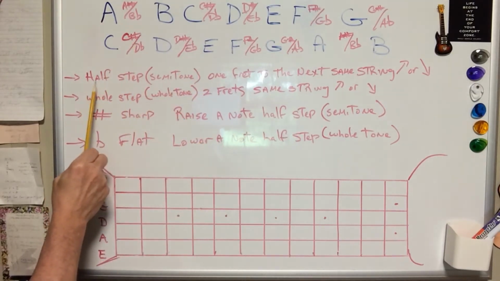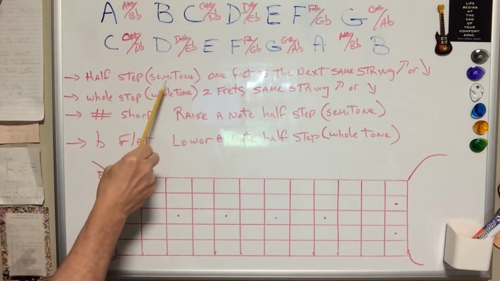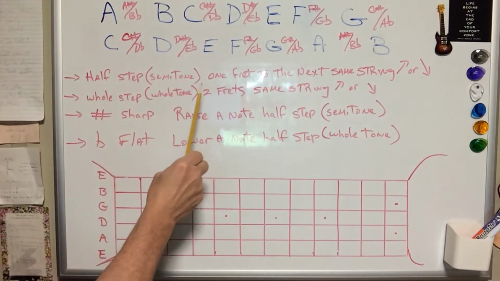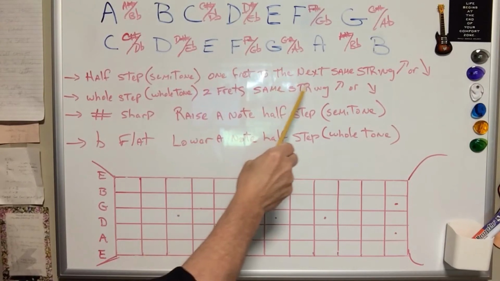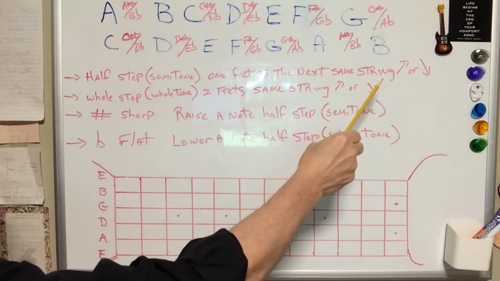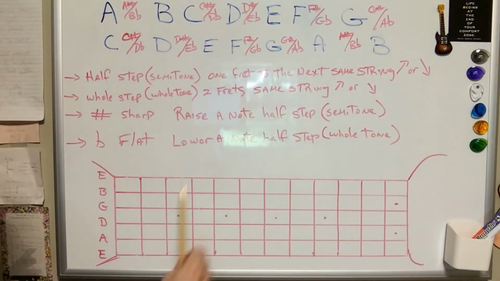First one is this, half step, or semitone. That means going from one fret to the next on the same string, either up or down. So let's say we're on this fret right here on the guitar. If we wanted to go a semitone up, we'd be doing there. A semitone down would be right there on the same string. Here to there, doesn't matter, semitone.